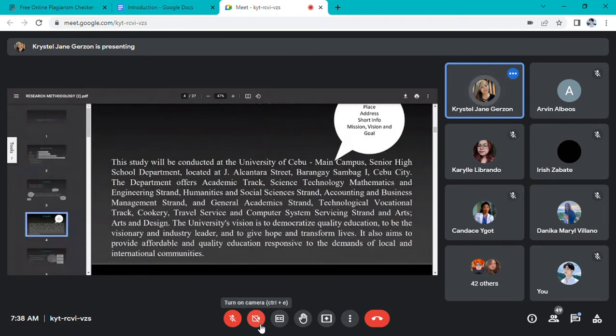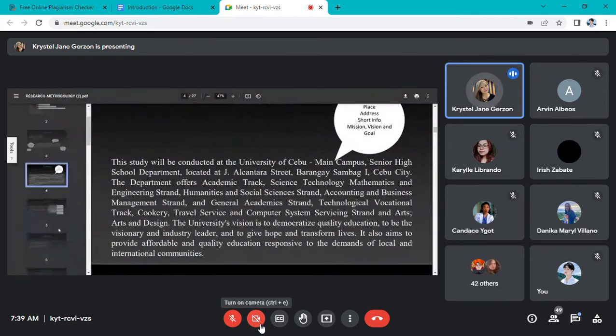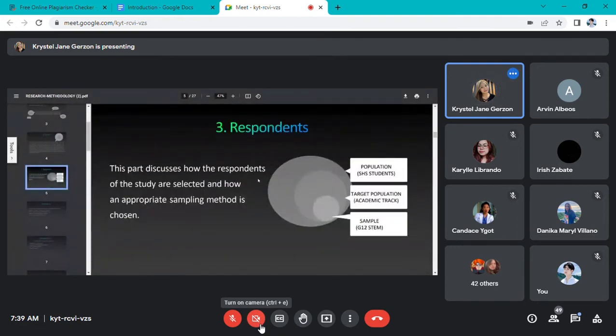So again, what I'm trying to say here is that when you say short information, it should be a short information about the university that is relevant to your topic. And then the summarized version of your mission, vision, and goal. So ana ra ang local. That can only be like usara na ka paragraph inyong local, guys.